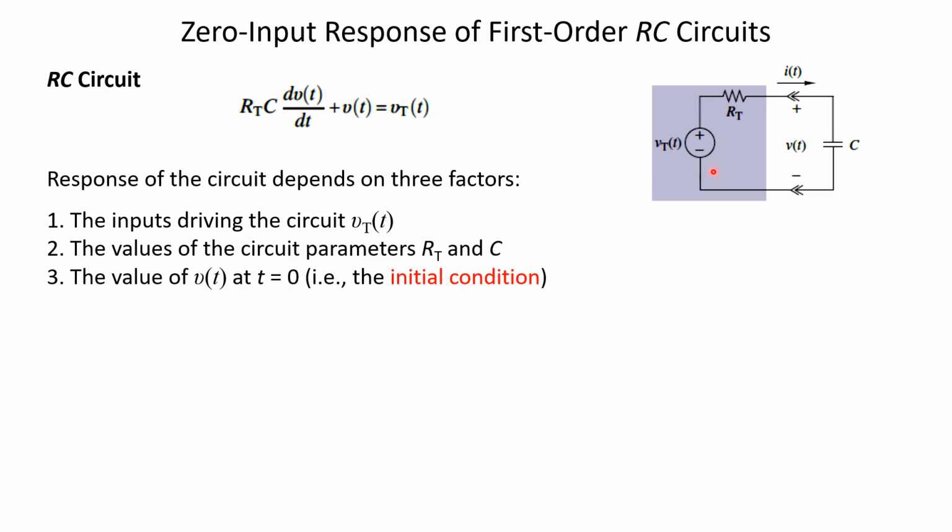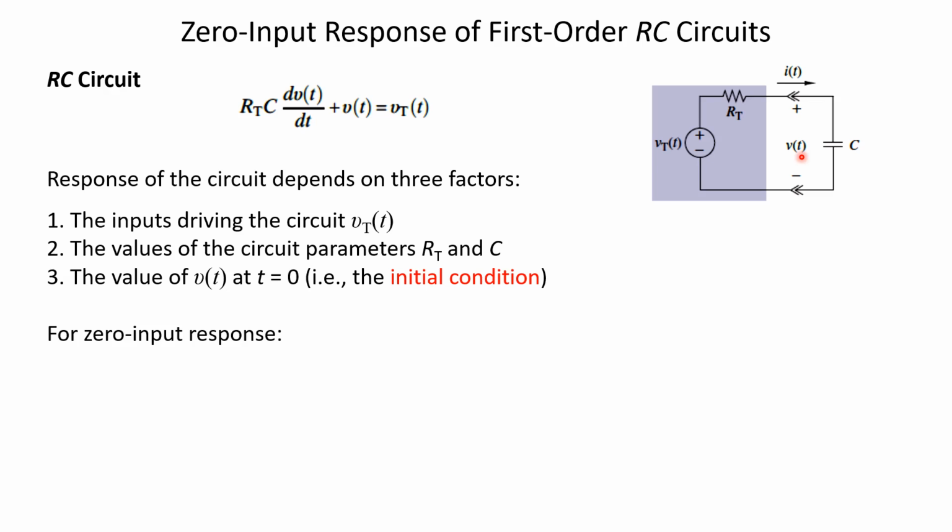If we start our analysis of this circuit at t equal to 0, then there may be some energy stored in the capacitor, and due to this energy stored in the capacitor, we'll have some voltage across the capacitor, and this voltage will be known as the initial voltage, and generally this is the initial condition related to this circuit.